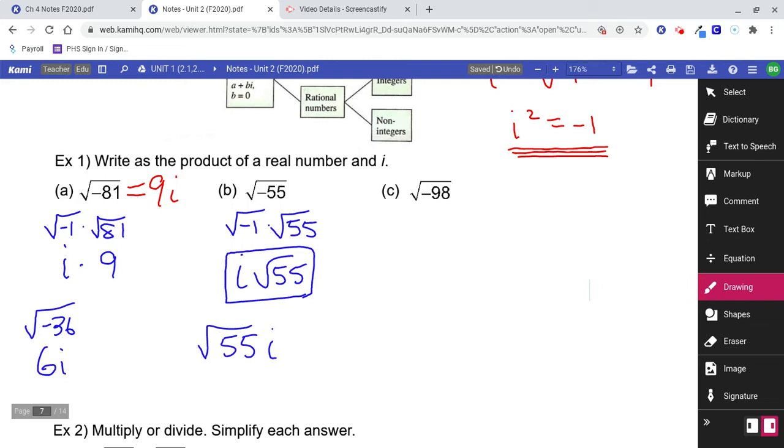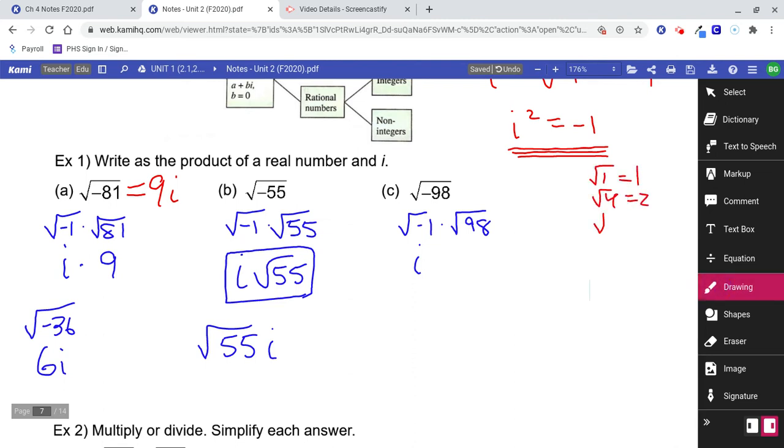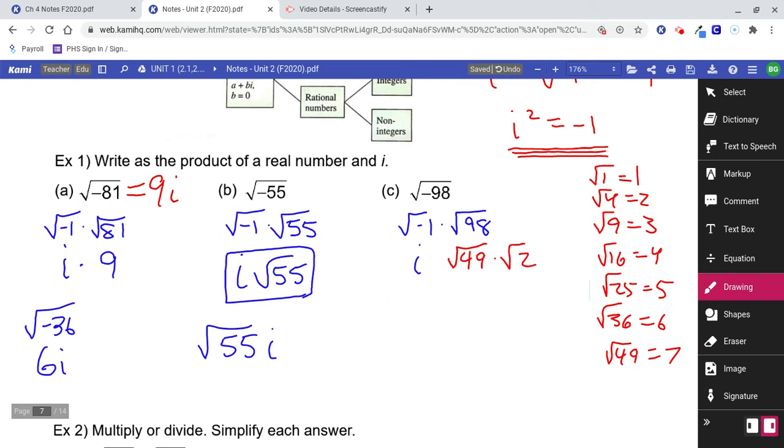Next one, C. We can split that into square root of -1 times the square root of 98. Okay, and we know that the square root of -1 is i, but that 98 can break down. I believe we've talked about this before. We can break it down because we know the perfect squares. Square root of 1 is 1, and square root of 4 is 2, and square root of 9 is 3, square root of 16 is 4, square root of 25 is 5, square root of 36 is 6, square root of 49 is 7. Aha! I can break down the 98 into square root of 49 times square root of 2.